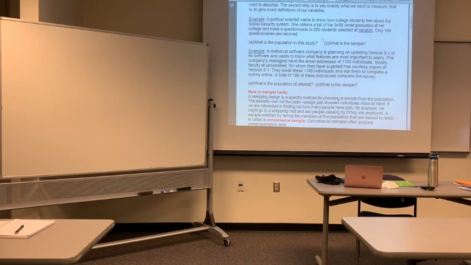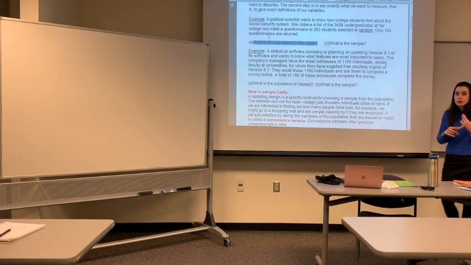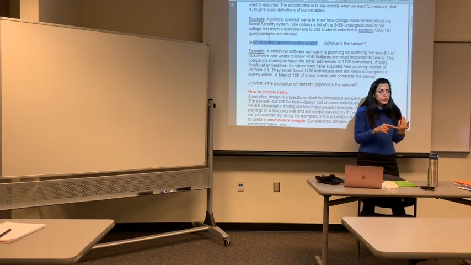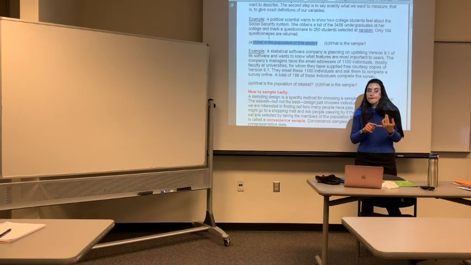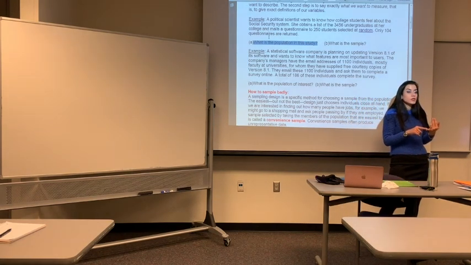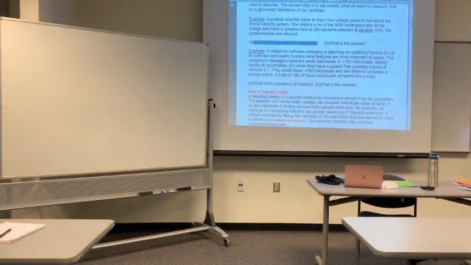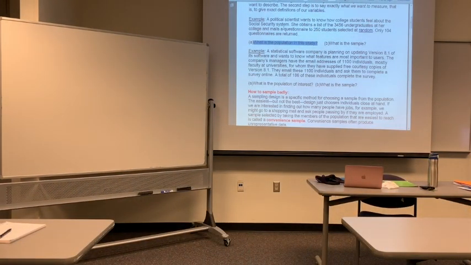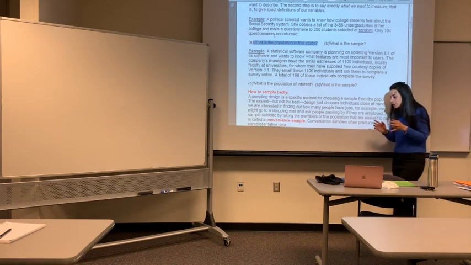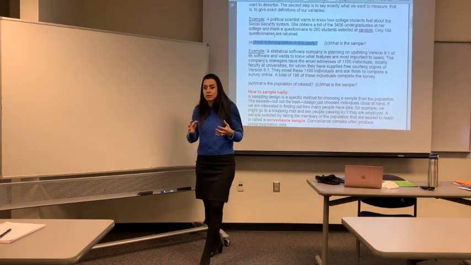Okay, so if I want to say what is the population, first of all, we are not going to use any number, okay? So the definition of population is this, entire group of individuals, okay? So the first thing we should find is who are the individuals in this study. It says a political scientist wants to know how college students feel about the social security system. She obtains a list of this many undergraduates at her college and mails a questionnaire to 250 students selected at random. Only 1 of 4 questionnaires are returned. So who are the individuals in this study? The individuals are subjects, objects, people, animals, whoever we are interested in collecting data from.